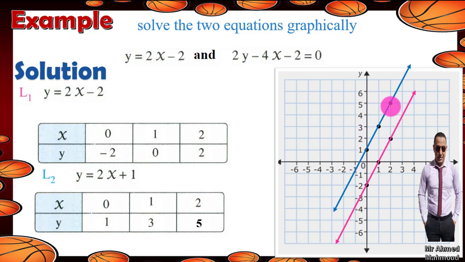Now we find that the two lines are parallel, so there isn't any intersection between the two straight lines. Then the solution between the two straight lines or the two equations is nothing, so the solution set here is phi. Okay, so if the two straight lines are parallel, then the solution here is phi. Okay, now we have studied two cases, two intersecting lines and two parallel lines.